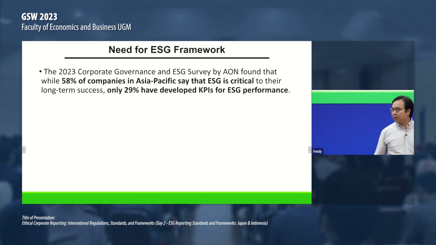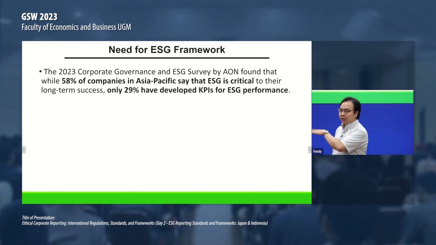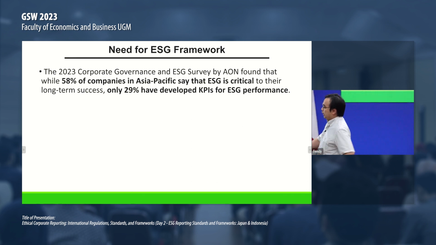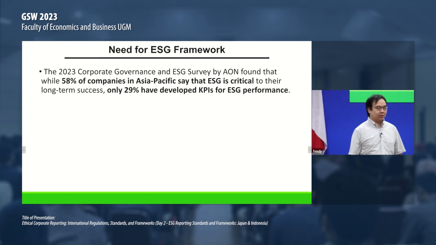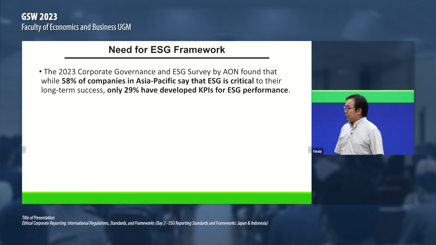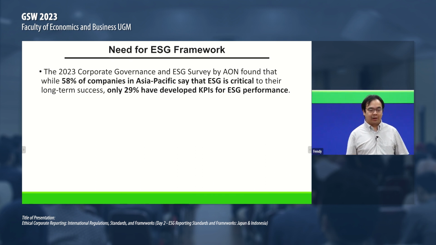The majority. But did they actually consider it just in their strategy? They just mentioned it, or did they actually consider it important in their operations? So this is the second question. Did they develop KPIs for ESG performance? Okay, only half of them did. Almost half of those 58%. Okay, what are KPIs?